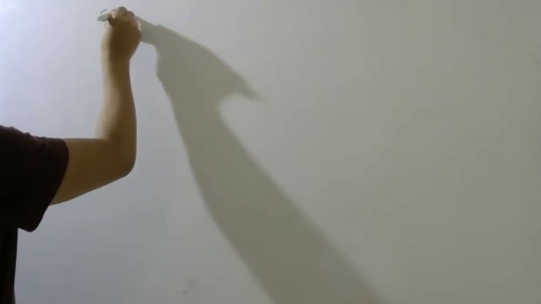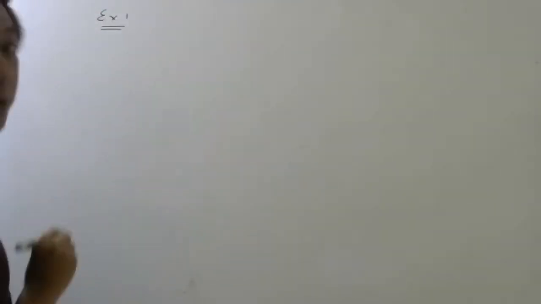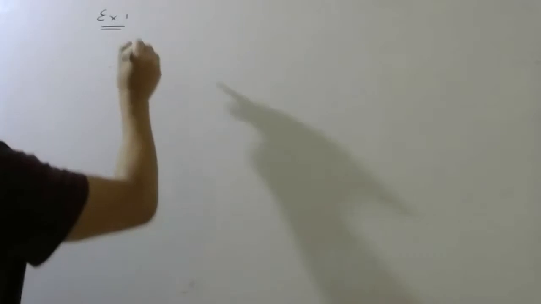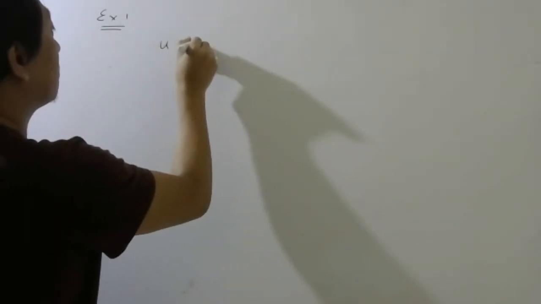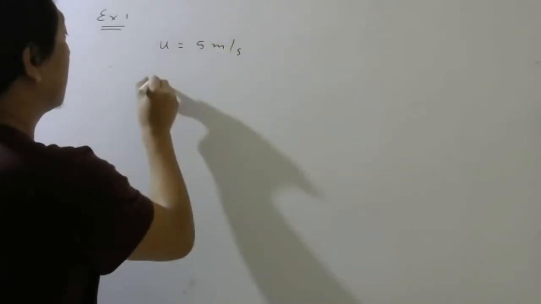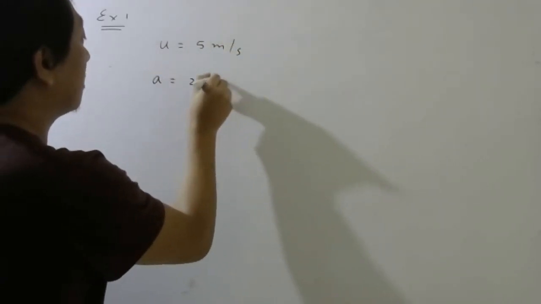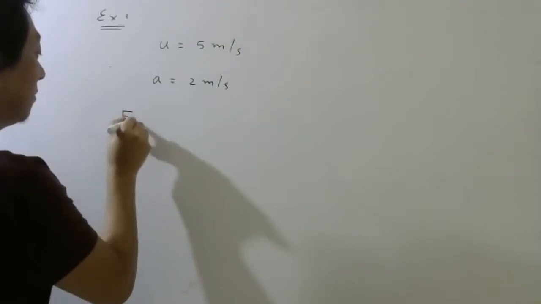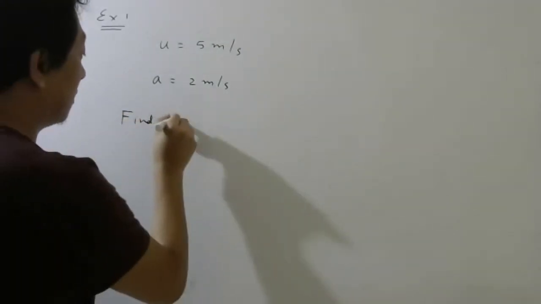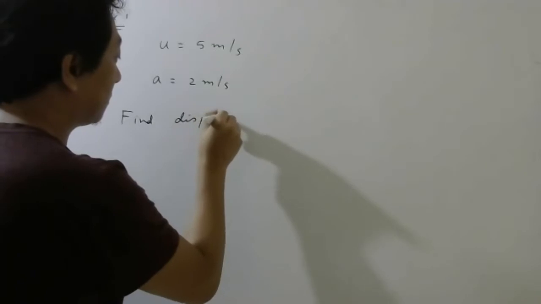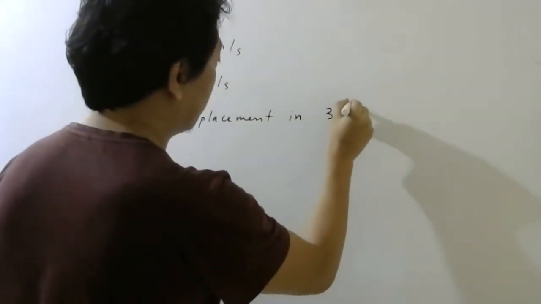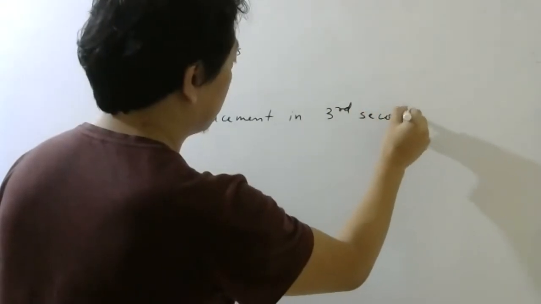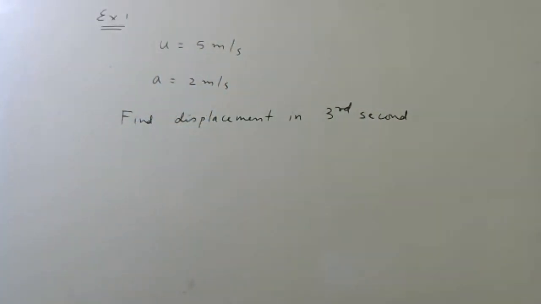One exercise we will do extra, okay? Whenever I do like this, it's extra. So now, initial velocity is 5 meter per second. Acceleration is 2 meter per second squared. Find displacement in third second. Find displacement in third second.